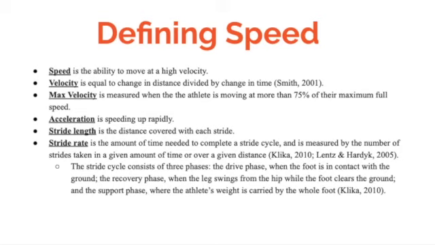Defining speed. Speed is the ability to move at a high velocity. Now, an athlete must have max velocity and acceleration programming when talking about speed. Acceleration is speeding up rapidly, while max velocity is sprinting at over 75% of full speed. When we talk about acceleration and velocity, stride length is the distance covered with each stride, while stride rate is the amount of time needed to complete a stride cycle. This is measured by the number of strides an athlete takes in a number of time over a given distance.